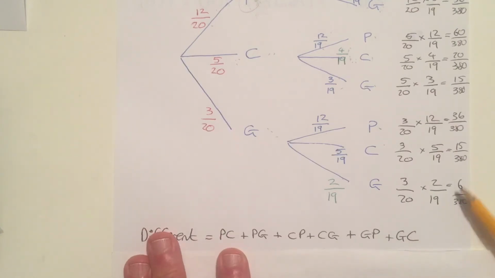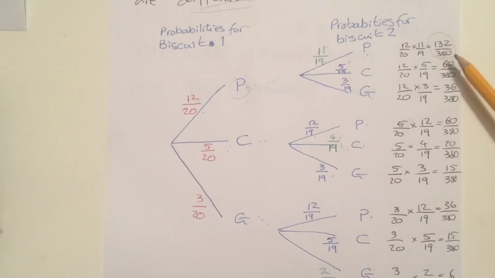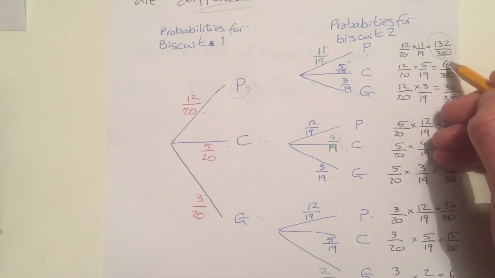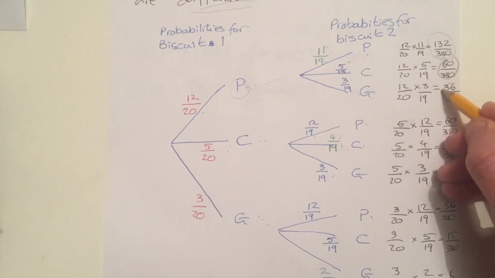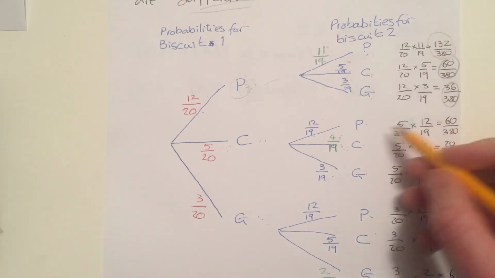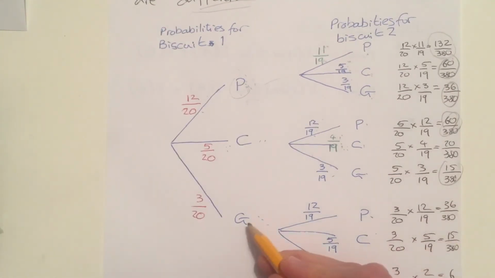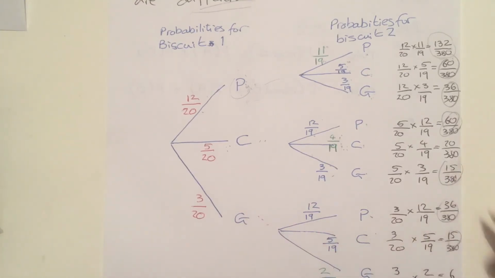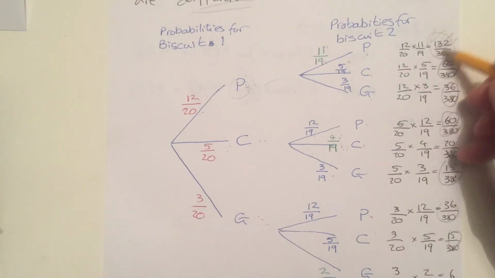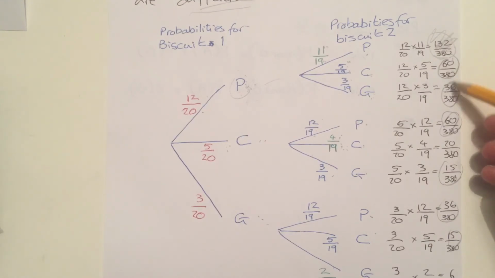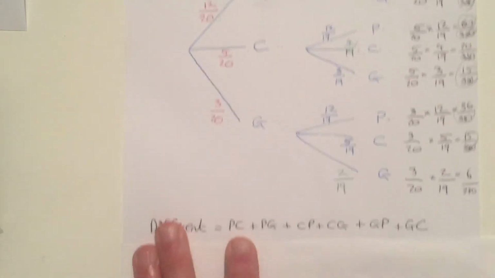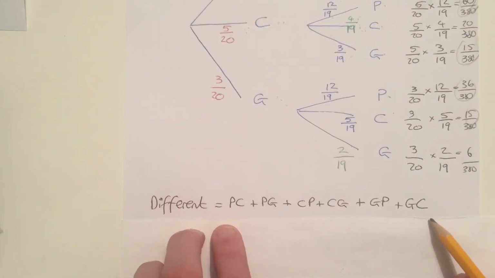Now I've just worked out all of these values over here. So plain and chocolate is this number here. Plain and ginger is this one. Chocolate and plain is this one. Ginger and chocolate is this one. Ginger and plain is this one. Ginger and chocolate is this one. Not that one on top, that was the plain and plain. So these here are all of the 6 different probabilities.